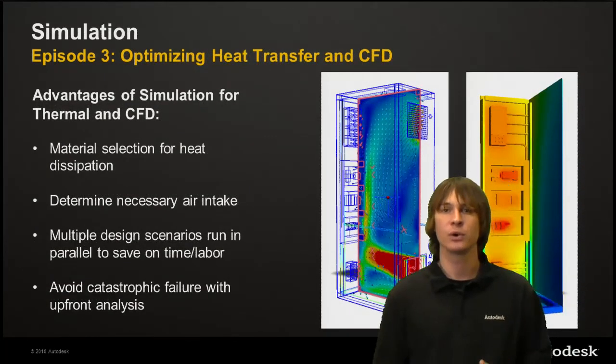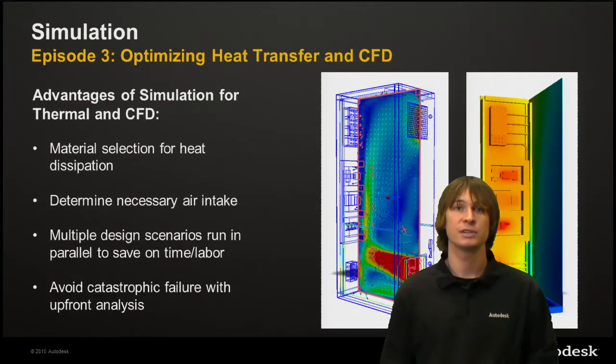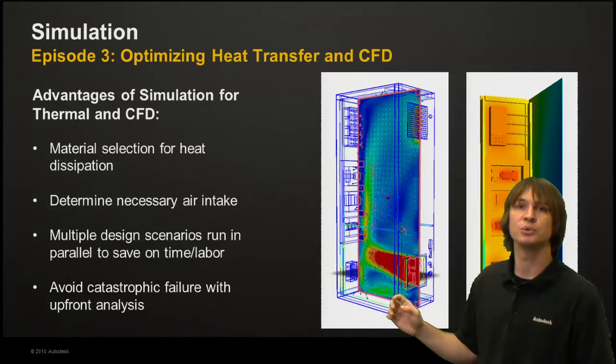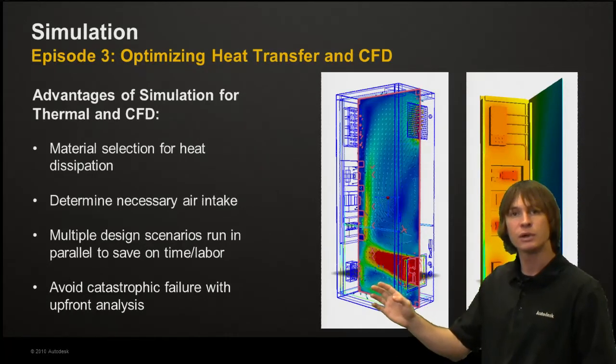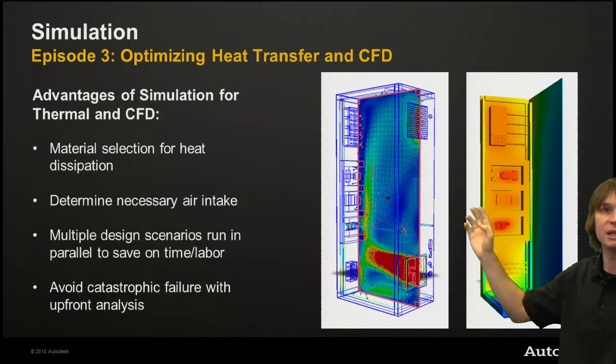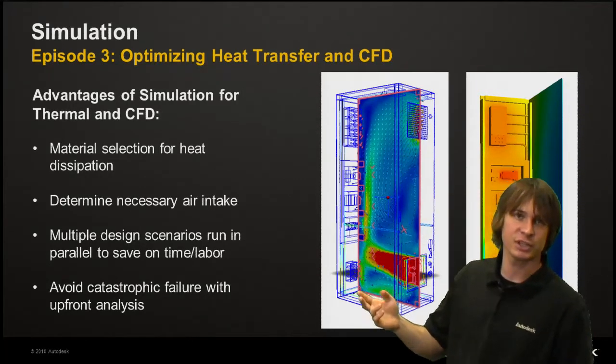Episode 3 is going to be focused on Simulation CFD 360. Here we're going to be optimizing heat transfer in CFD. So in the same structure, we're going to be having air coming through a fan at the bottom and out the top at a vent while the parts are generating heat. So what are the advantages here?